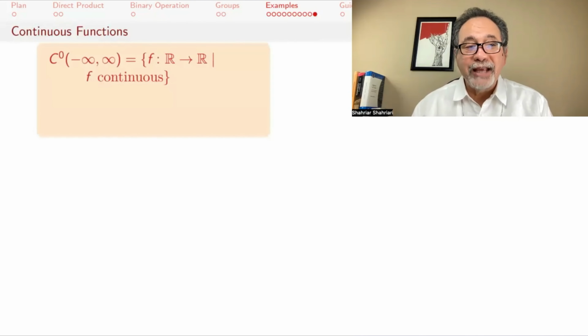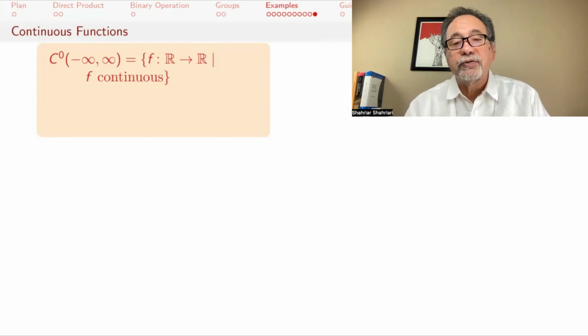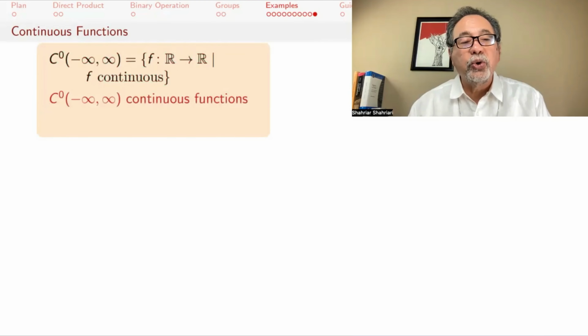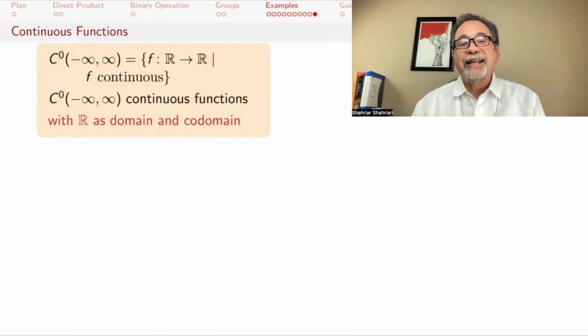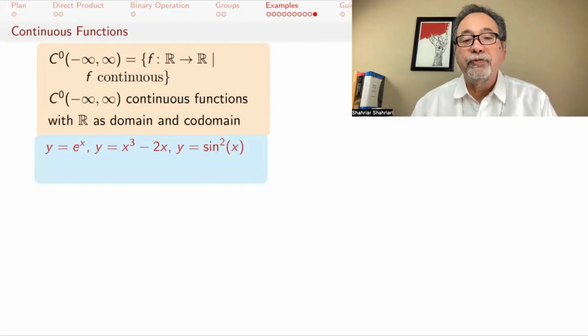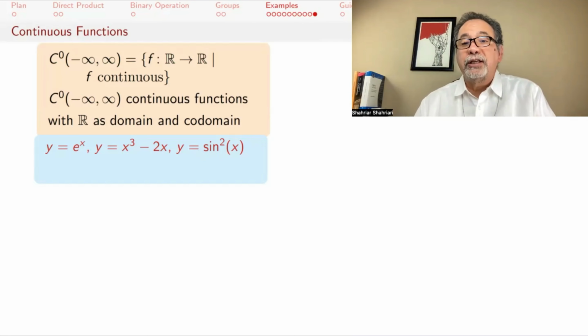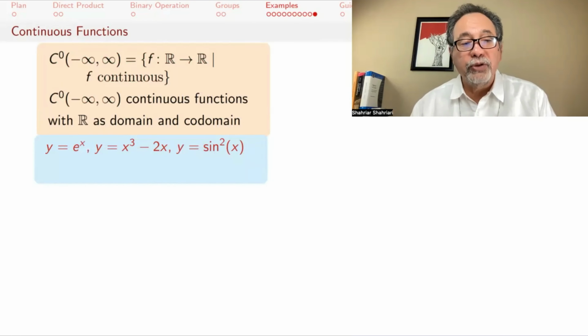For our ultimate example, I want us to look at some functions. C0 of minus infinity to infinity is a notation for functions from R to R that are continuous. So the elements are continuous functions that have R both as their domain and their codomain. Examples of that would be functions like y equals e to the x, y equals x cubed minus 2x, or y equals sine squared x. These are all functions that would be in C0 of minus infinity to infinity. Y equals 1 over x would not be, because you can't plug in 0. Its domain is not all the real numbers.